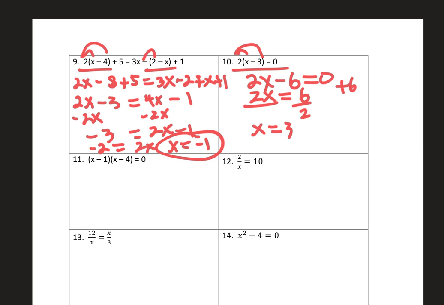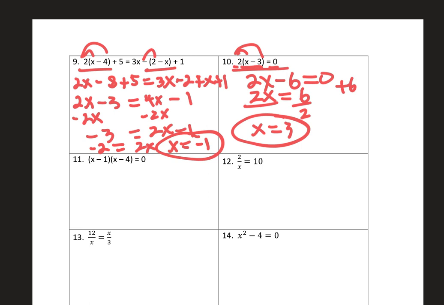Alternatively, we look at this and we see, all right, we have one thing multiplied by another equals 0. The only way that happens is if either the 2 is equal to 0, which is of course impossible, or the x minus 3 is equal to 0, which means that x again would have to be 3.